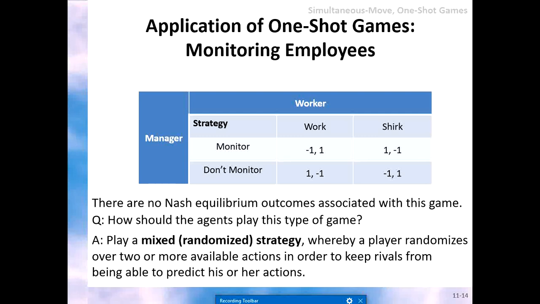strategy. And the same, if he wants to work, if the manager monitors, he will get 1. But if the manager did not monitor, he will get -1. So in that case, if the manager didn't monitor, it's better for him to work. If the manager monitors, it's better for him to shirk. So in each scenario of the manager's action, he may change his decision. And this also applies for the manager. So in that way, there is no Nash equilibrium associated with this game.